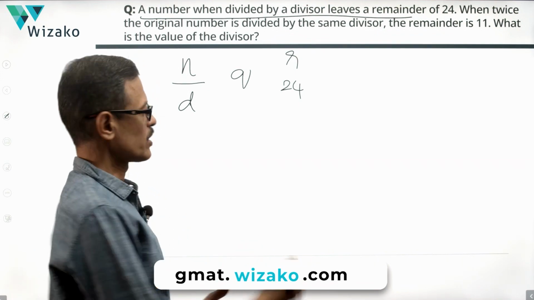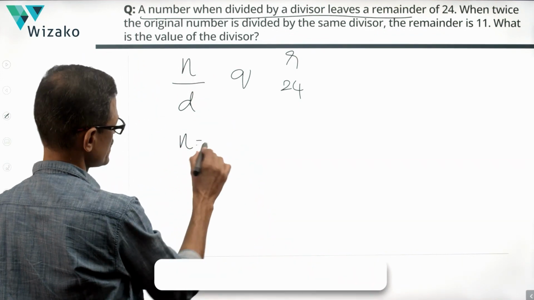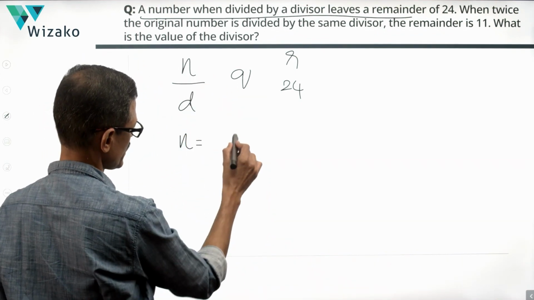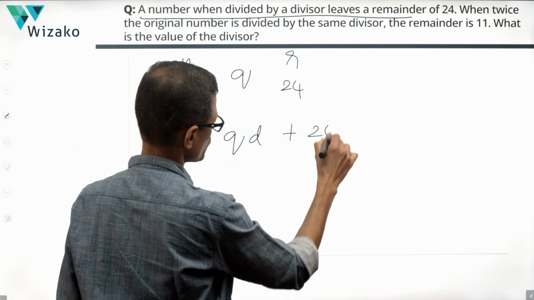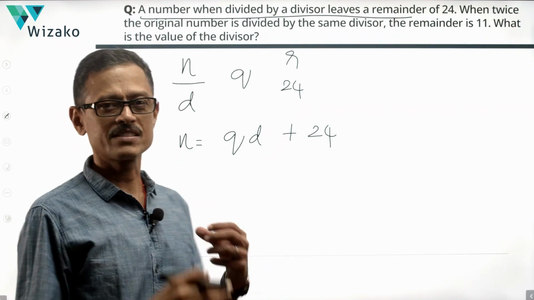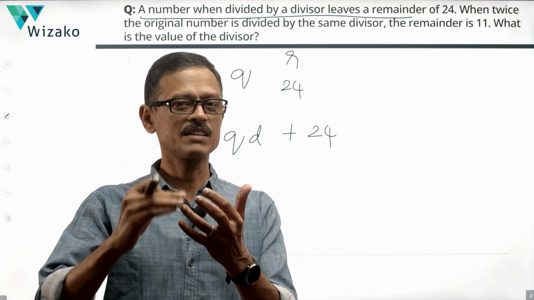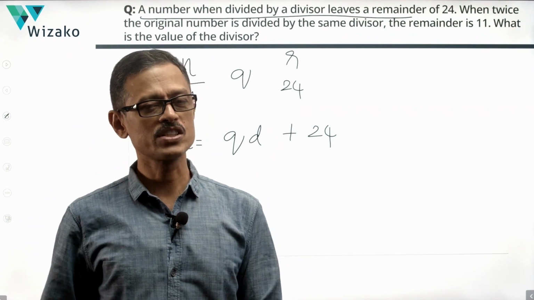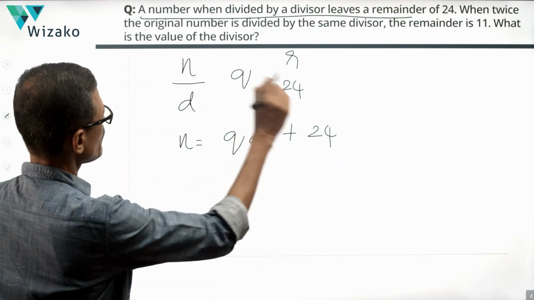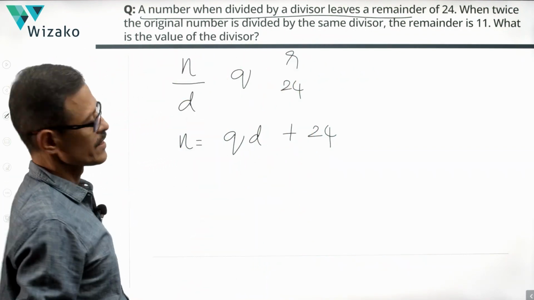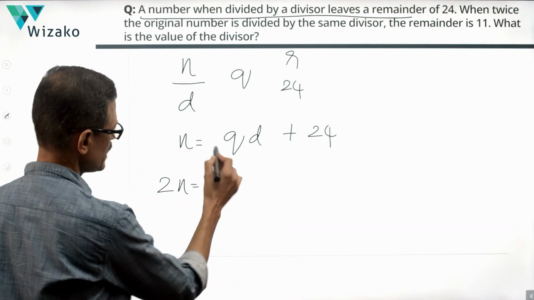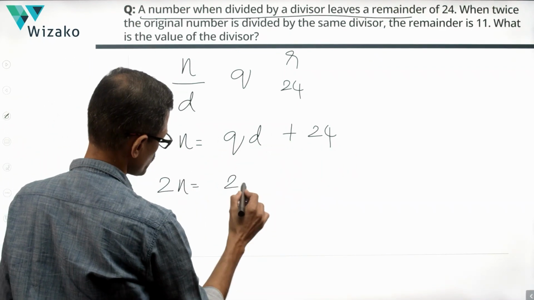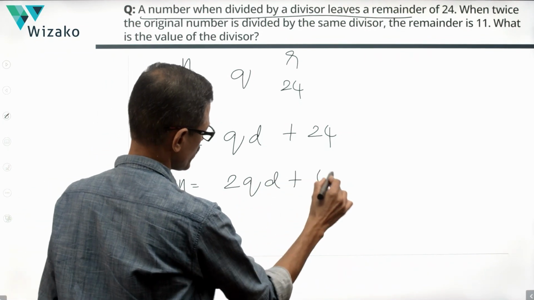By Euclid's division algorithm, we can say this number n is equal to the divisor times the quotient, qd, plus the remainder. So, we establish this number n in terms of the divisor, remainder and the quotient we have assigned, which is n = qd + 24. Second part says when twice the original number is divided by the same divisor. 2 times n is going to be 2 times the right hand side, which is 2qd plus 48.